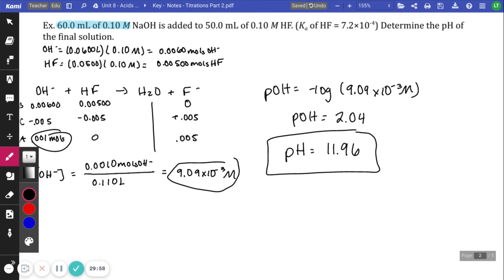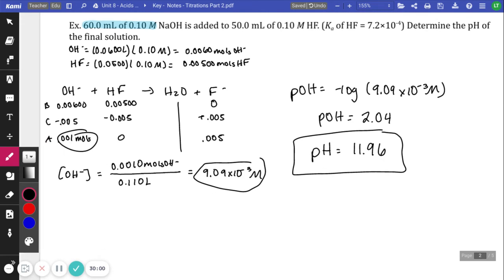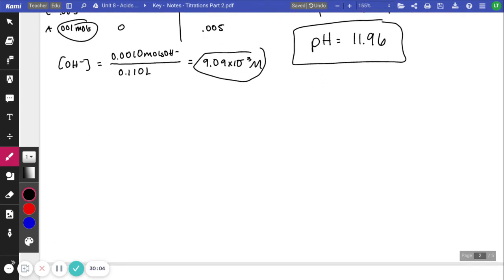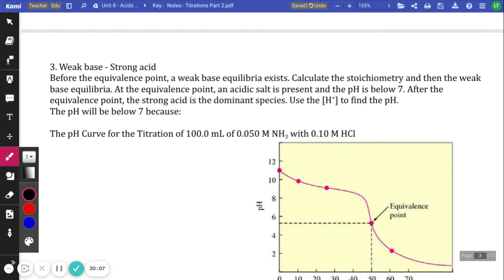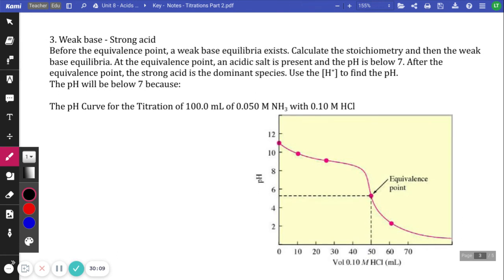All right, guys, we're going to do one more problem, and then I'm going to leave the rest for y'all to do on your own. So we're going to talk about now weak bases and strong acid.